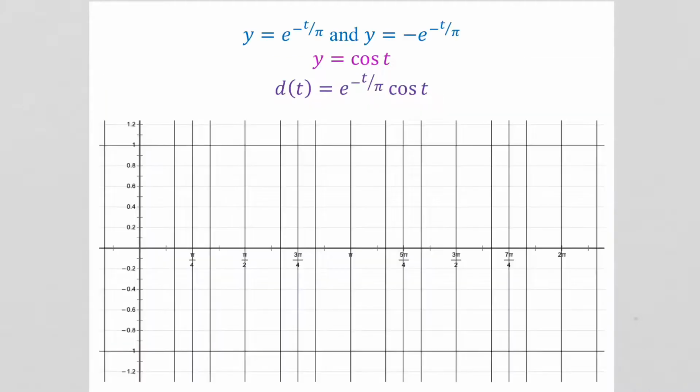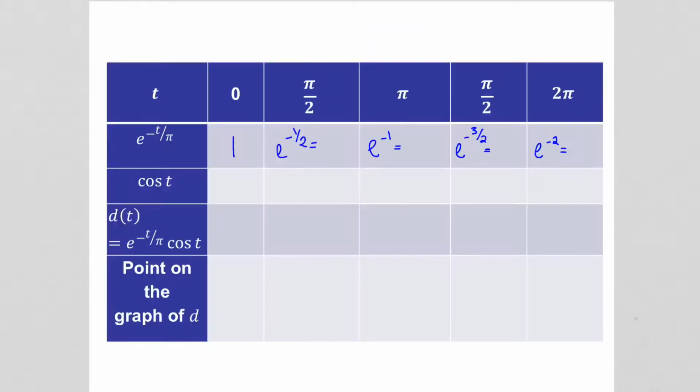Let me see what I've got over here. So I need to grab my calculator and put these in because I didn't do that before. Okay, got them. So e to the negative 1/2 is 0.61. e to the negative 1 is 0.37. e to the negative 3/2 is 0.22. And e to the negative 2 is 0.14.